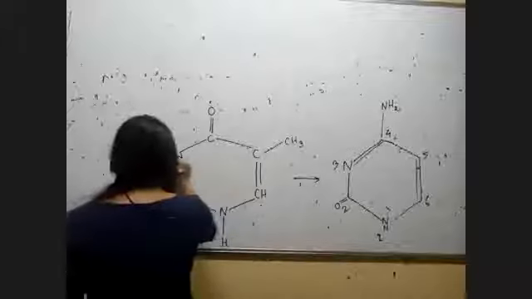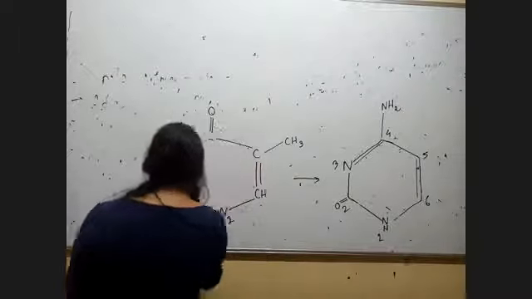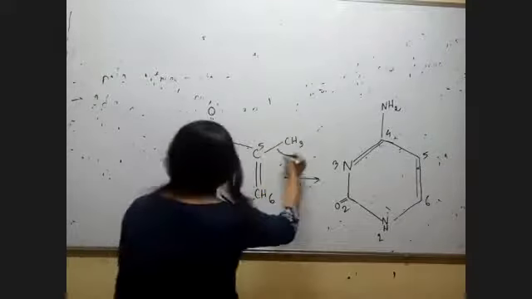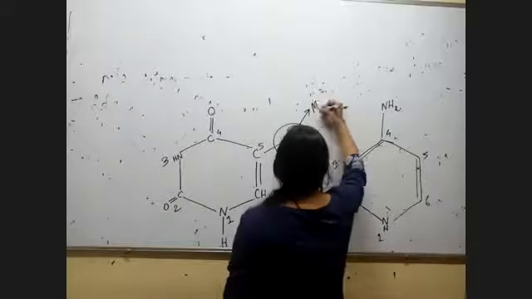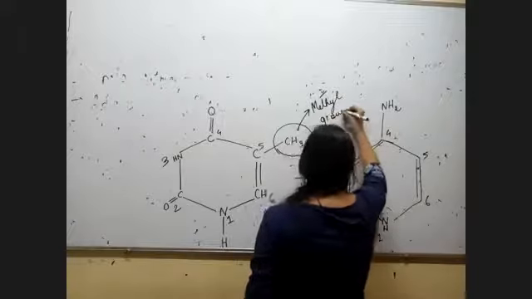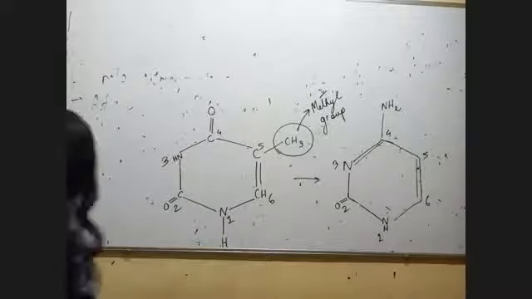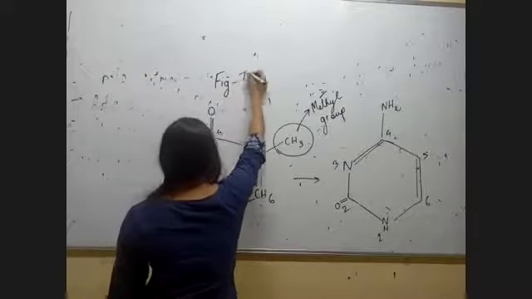Similarly, counting from this side, 1, 2, 3, 4, 5, 6. So what group is this? CH3, what do we call it? Methyl group. In carbon number 5, you will find a methyl group. This is the diagram of thymine.